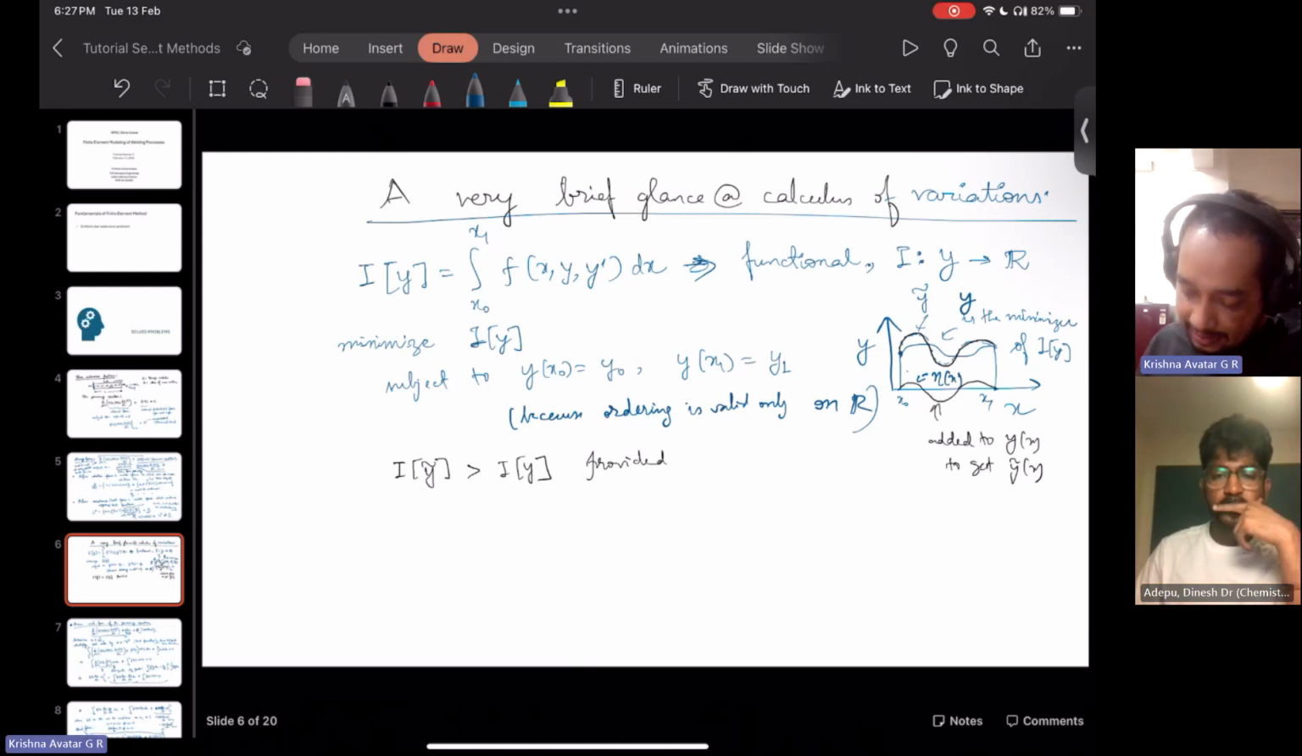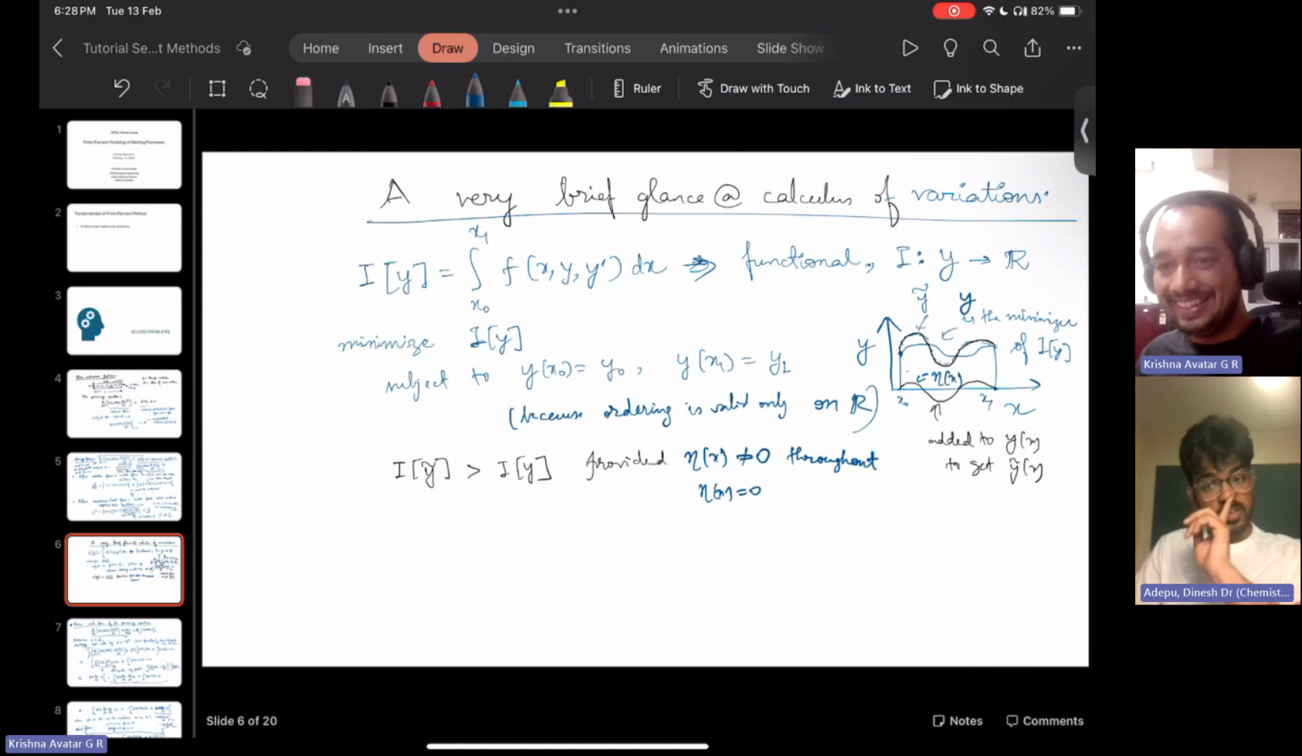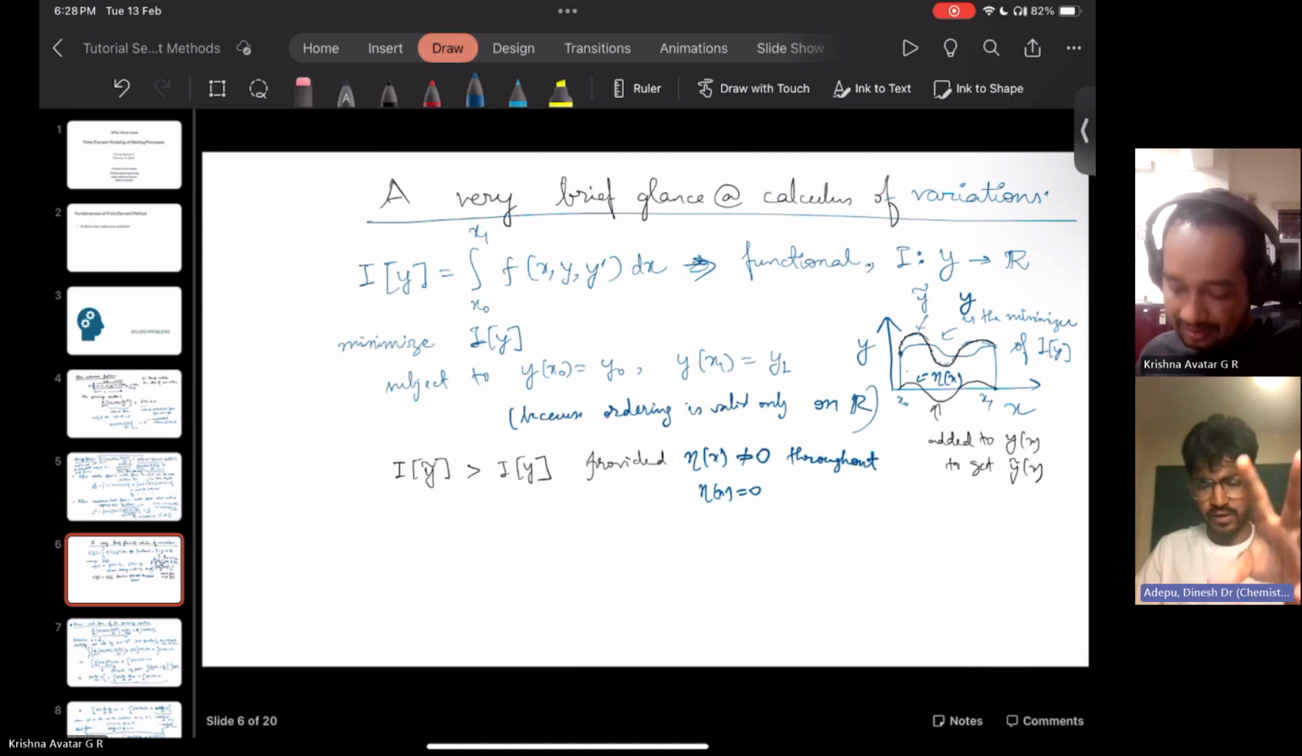Provided eta of x is not equal to 0 throughout, which means that eta of x is not a zero function, because if it's a zero function, then the equality will hold, right? I think you should only write throughout except the boundary points, right? That's what you want to write there, I think.